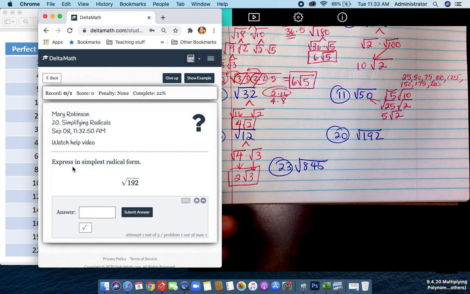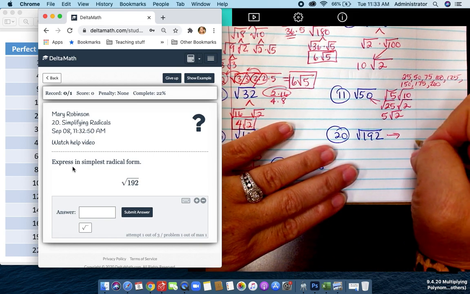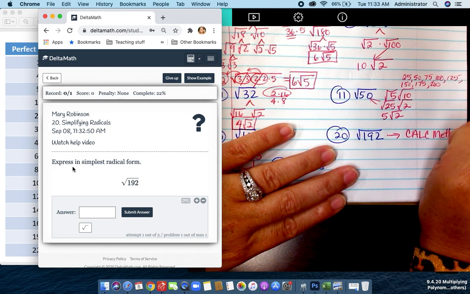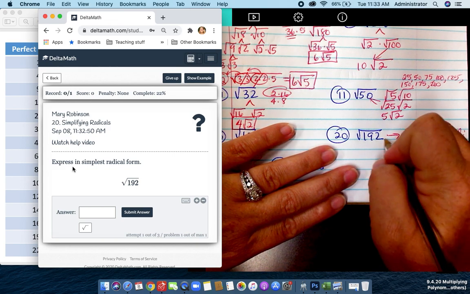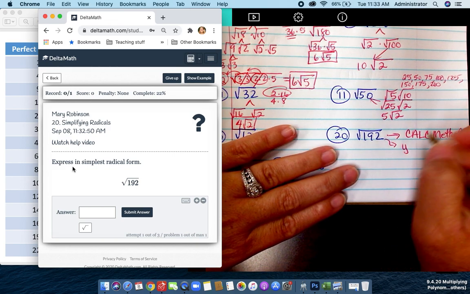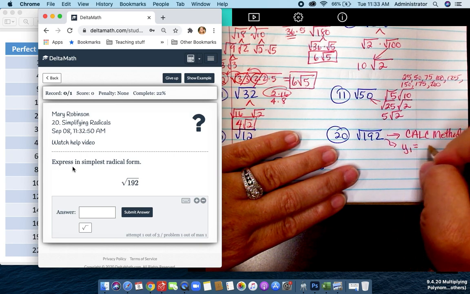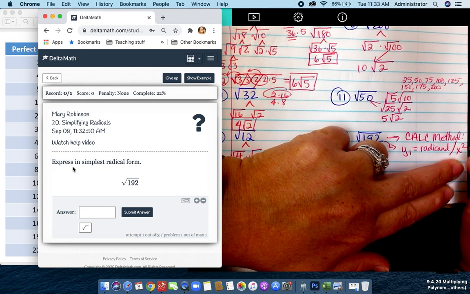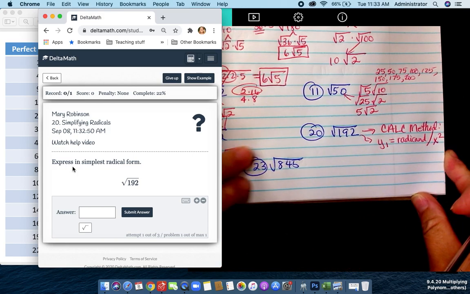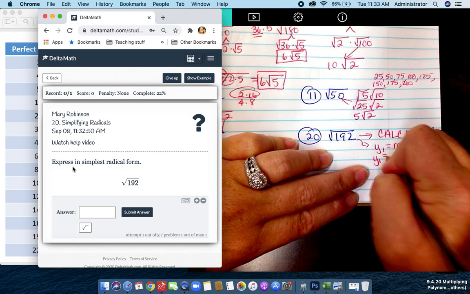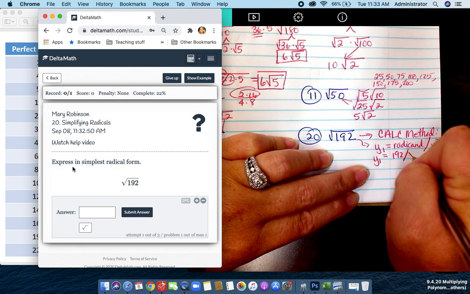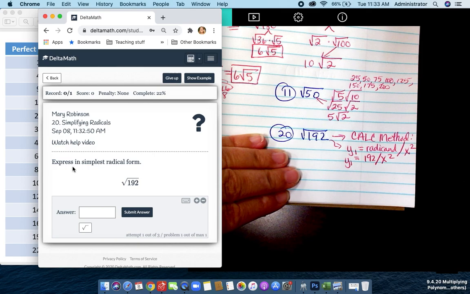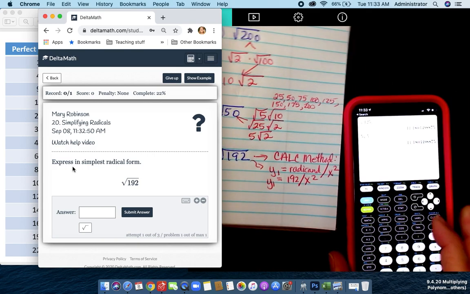I know it's even, so I could try 2. But I'm going to show you a cool calculator trick. So over here to the left, or to the right, I want you to put calculator method. So the calculator method, you're going to take your radicand and in Y1, type in your radicand divided by x squared, because we're trying to find a perfect square factor. So for this one, I'm going to type in 192 divided by x squared. So whether you use your graphing calculator, if you have one, or your calculator app, that's what I'm going to use with you guys.